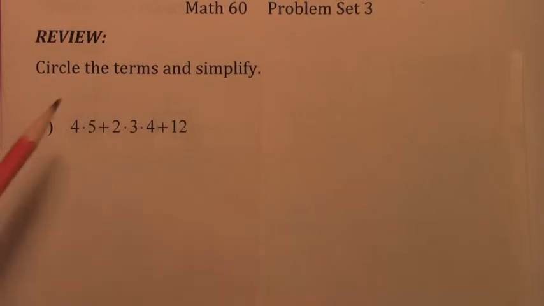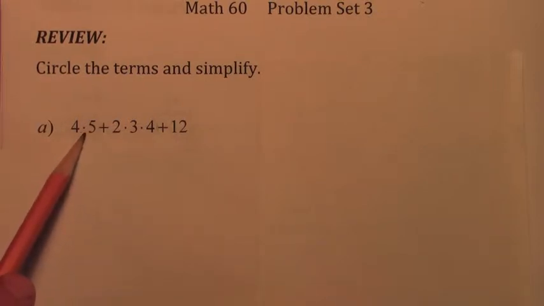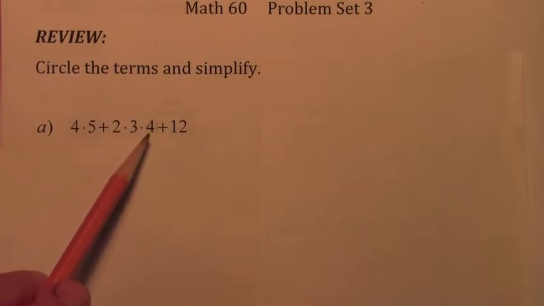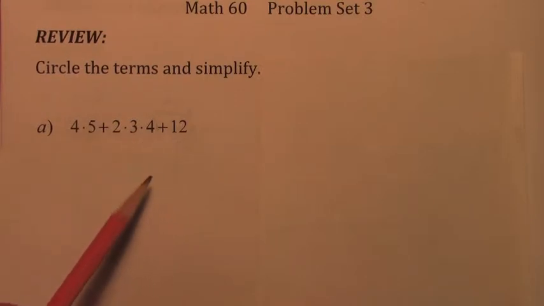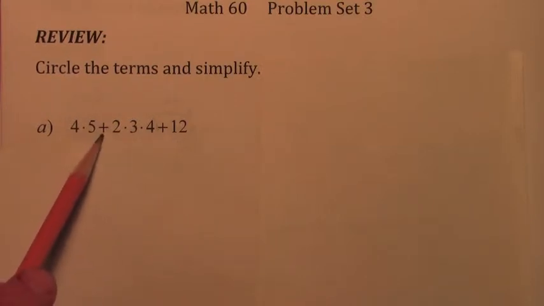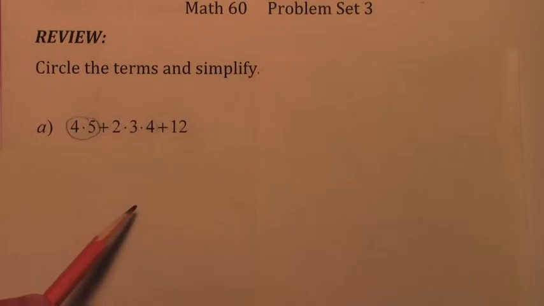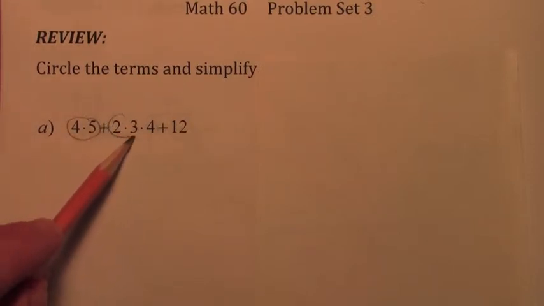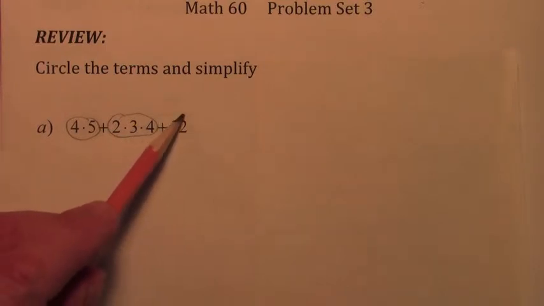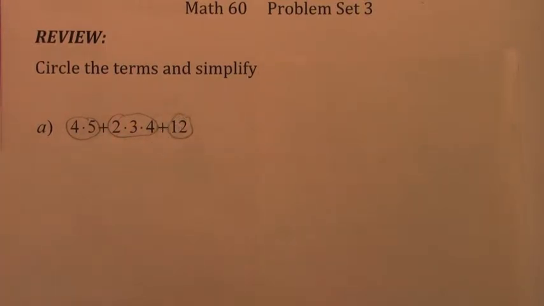So if you read it back, it says 4 times 5, plus 2 times 3 times 4, plus 12. Terms are separated by a plus sign, so 4 times 5 is actually one term. And then 2 times 3 times 4 is one term, because these numbers are being multiplied. They're not being added, are they? And the 12 is a term. So this expression has 3 terms.